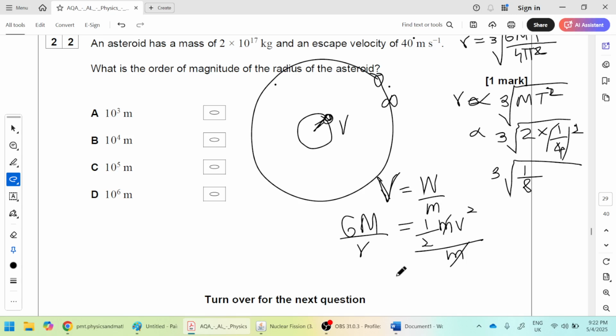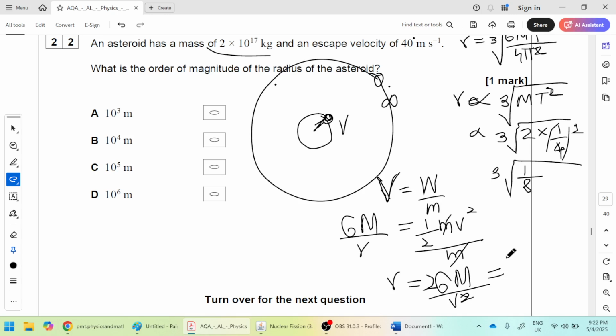Radius of the asteroid. Subjecting half V squared. Subjecting R, what do I have? GM, R goes this way, 2 goes this way, so 2GM over V squared. Oh dear. Okay, right, this is capital M. I thought they had given small m, but they have given capital M. Small m is the one that gets cancelled.